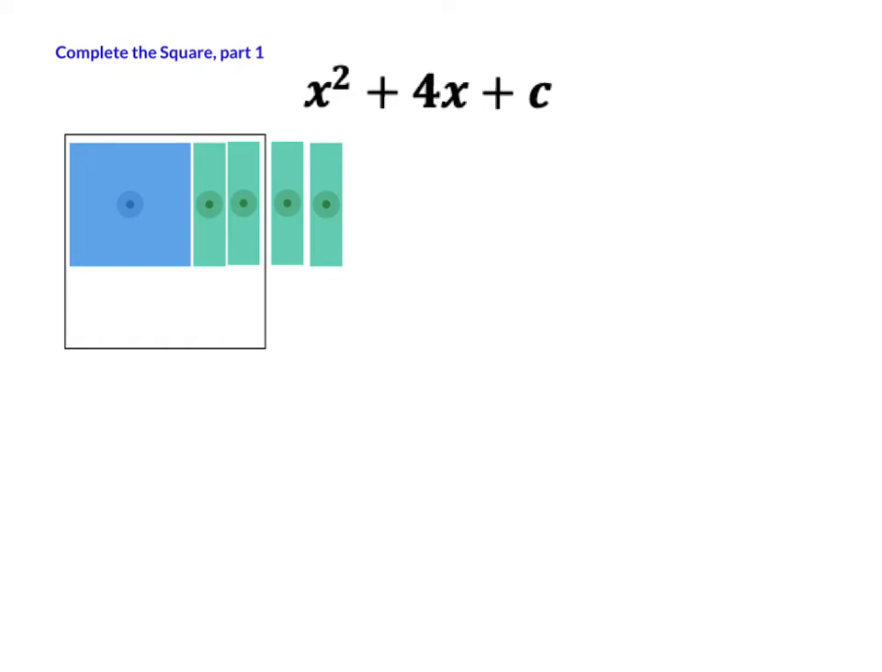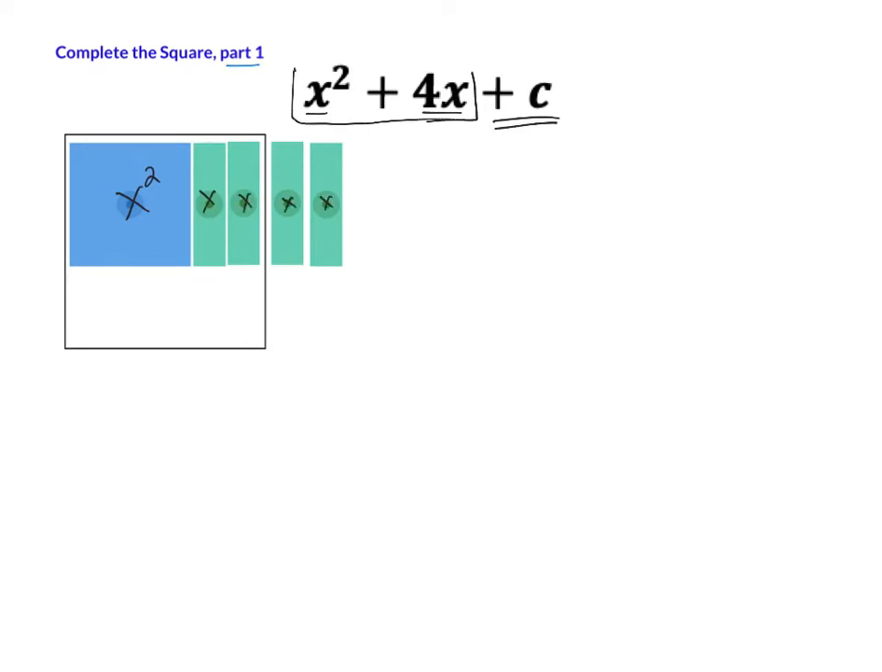Here we go for part one of completing the square. So right now we have x squared plus 4x plus c. We want to complete the square by adding in a number c that makes this a perfect square. Right now we have x squared, which is represented by this box because it's x times x, and then four x's, one, two, three, four.